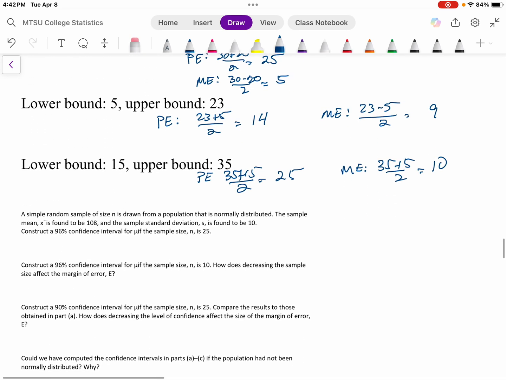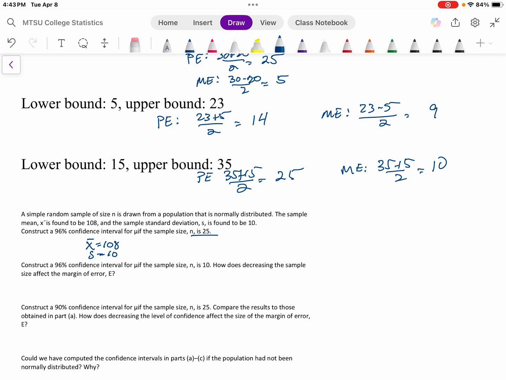So now they say a simple random sample of size n is drawn from a population with a normal distribution. The sample mean, x bar, is equal to 108. The standard deviation, s, is equal to 10. Construct a 96% confidence interval, and I have a sample size of 25.